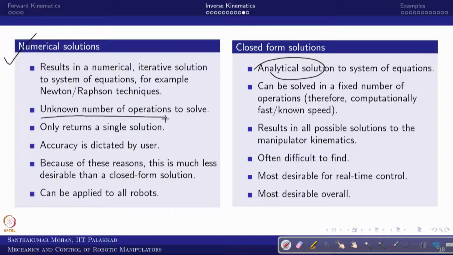It has an unknown number of operations to solve, but this one is actually straightforward. It can be solved in a simple fixed number of operations. It is very easy. But the existence of a closed form solution is one big question, but this is easy. It is fast. When you are trying to do it from a control perspective, this is better, and for computational benefit it is better. Further, this returns only one solution.